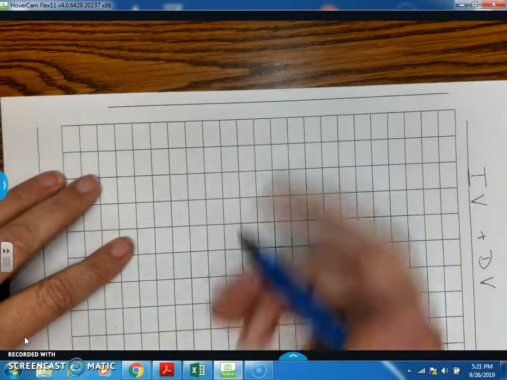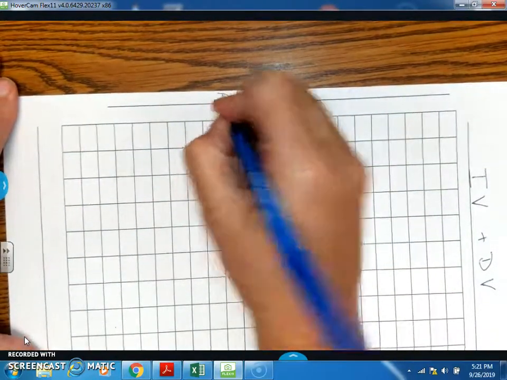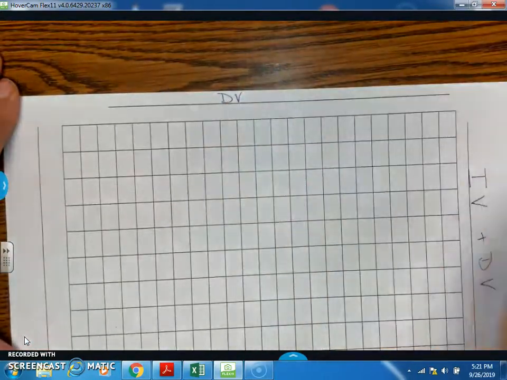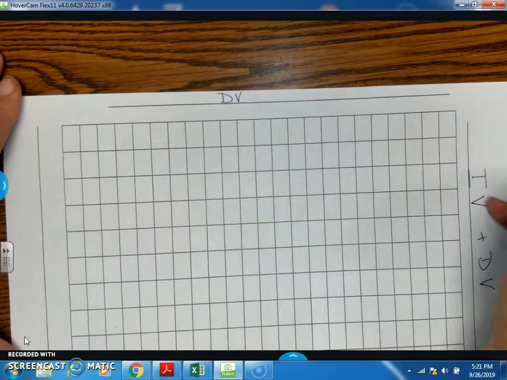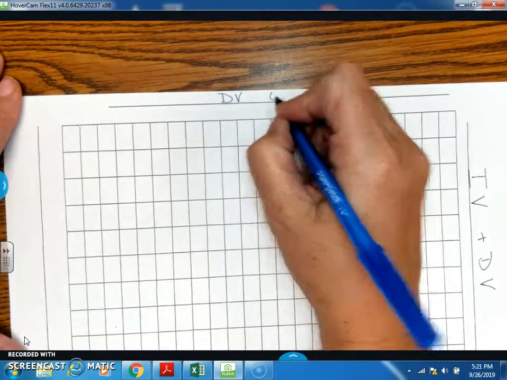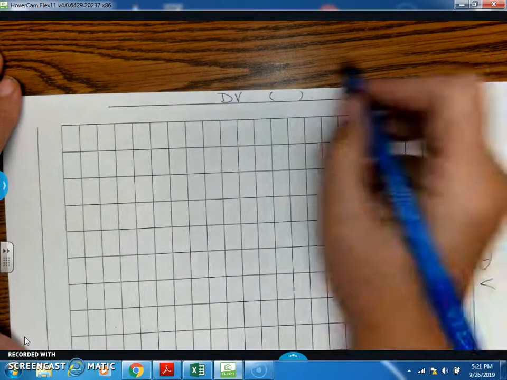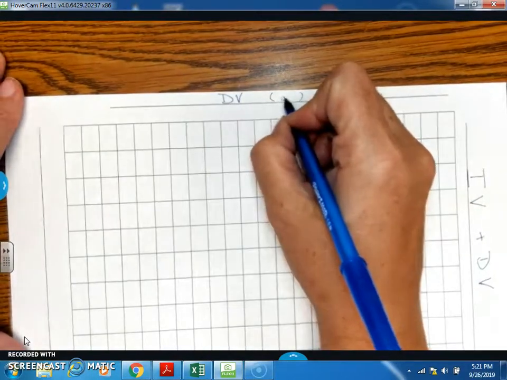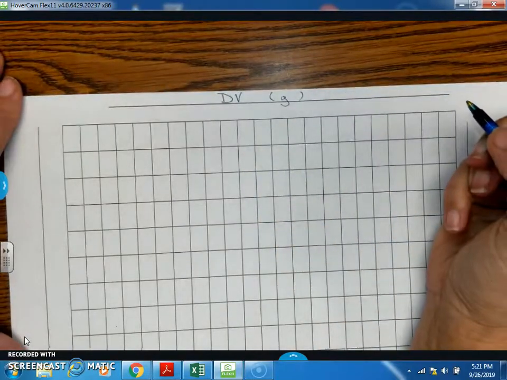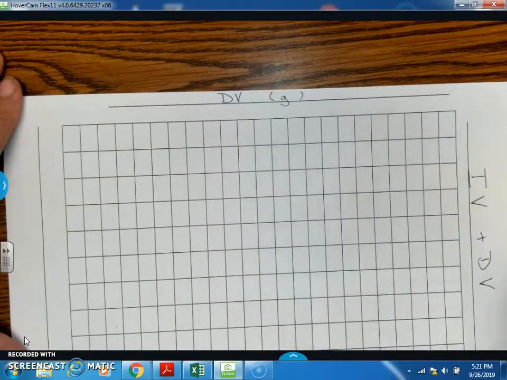On the y-axis, you're going to turn your paper and you're going to write your dependent variable. And since your dependent variable is what you measure, make sure you put in parentheses whatever that measurement is. Were you measuring in grams, inches, feet, etc.?